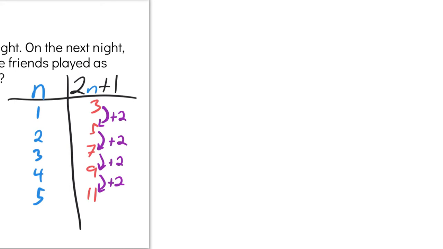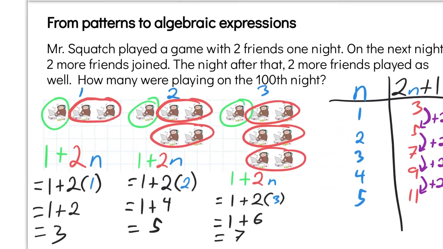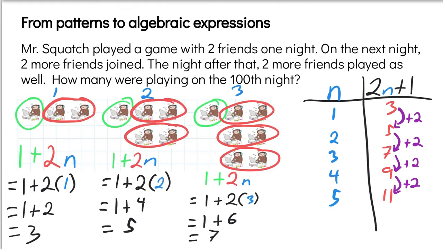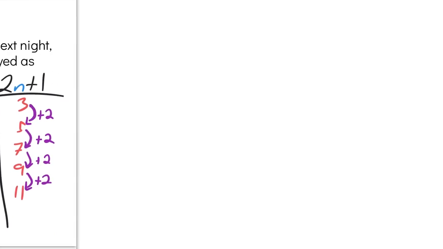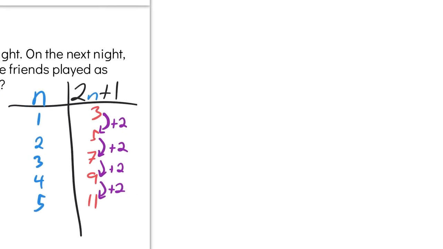That helps us answer this final question because, if we remember, it's on the 100th night that we want to know. So how does that help us? Well, again, we'll go over to the side here, actually we should include this. If 2n plus 1 is our expression, all we need to do is substitute 100 for the n. So if our n is 100, what goes here?